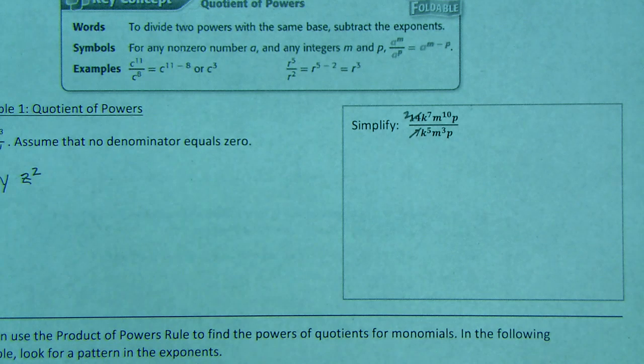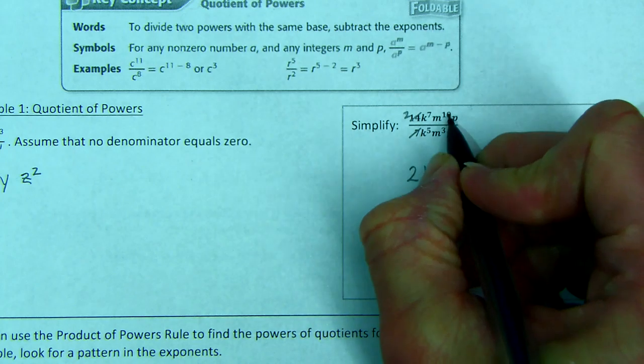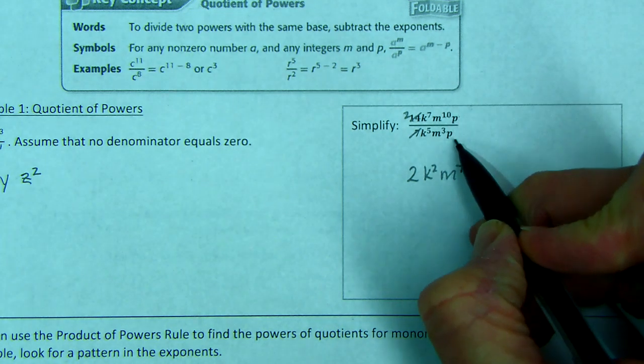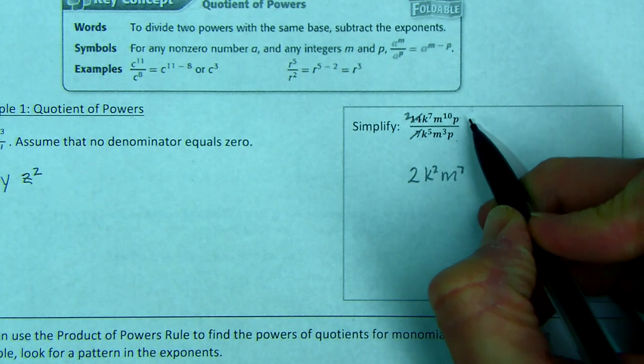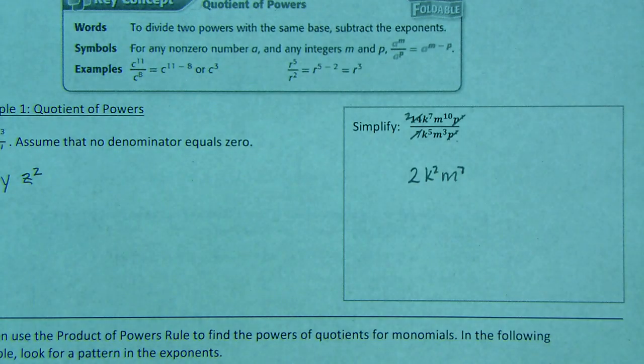And we follow the same thing. 7 minus 5 for k would be 2. So we got 2k to the 2nd. 10 minus 3 is 7. So m to the 7th. And then these p's actually are both 1's, which means they completely cancel out, and there is no p in my answer. And so 2k to the 2nd, m to the 7th.